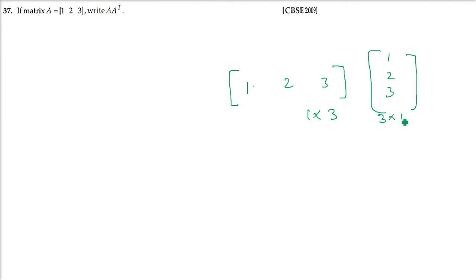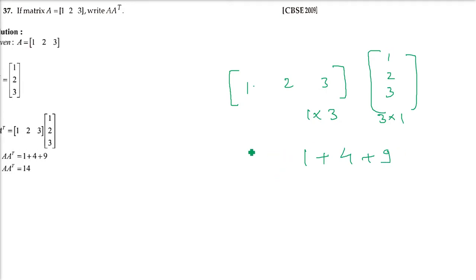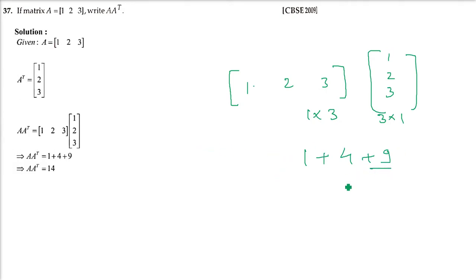If matrix A is this, write A transpose. So this is 1, 2, 3, this is our A matrix. And A transpose is what? Row will be column. This is 1 cross 3, 1 row and 3 columns, and this is 3 rows, 1 column. So the result will be 1 cross 1, only one element will be there. So 1 into 1, 2 into 2 is 4, 3 into 3 is 9. So this becomes 1 plus 4 plus 9, 14. 14 will be the answer. This is how you have to do it, okay? One by one step.